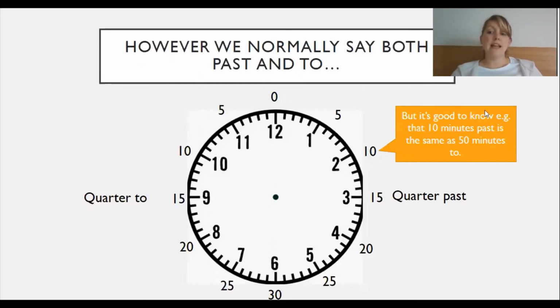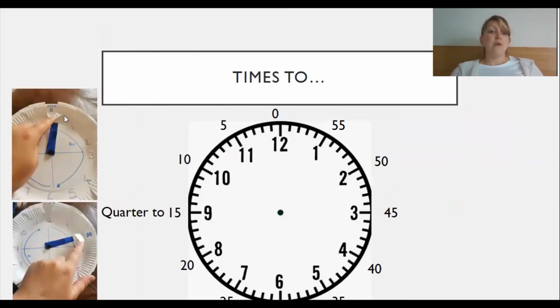But I've put a little sign here that one crucial thing to know, and it's good to know, is that 10 minutes past is the same as 50 minutes to. So what's really good is on this clock, it's really important to know all the times past and all the times to, so that you have a really good solid understanding of the time. I cannot stress enough how useful it is to make your own manipulative clock tool to help you with this. It will really help you get good at telling the time.